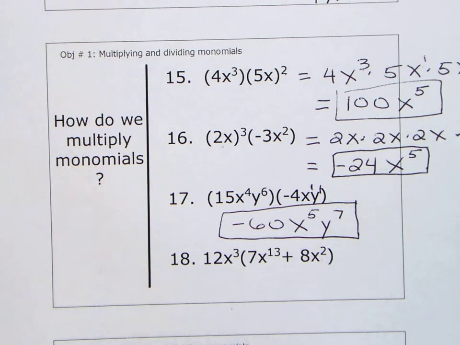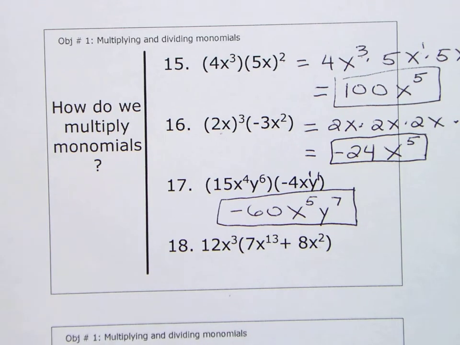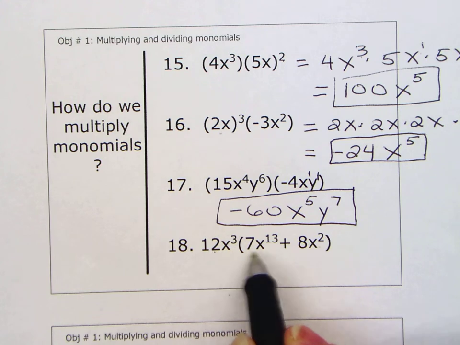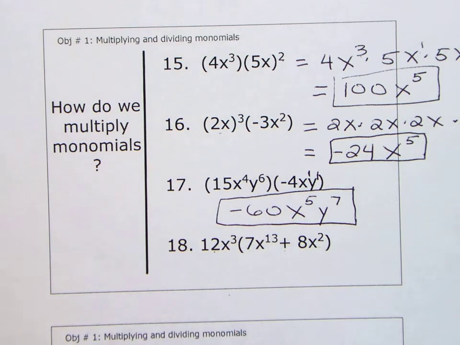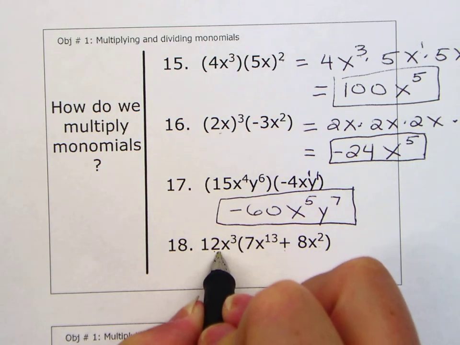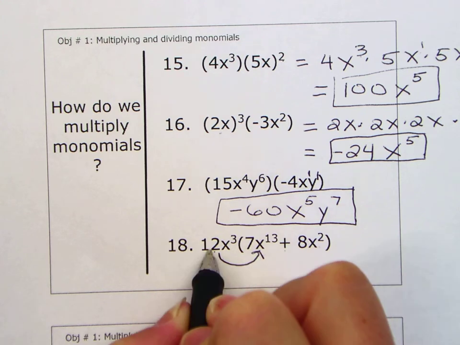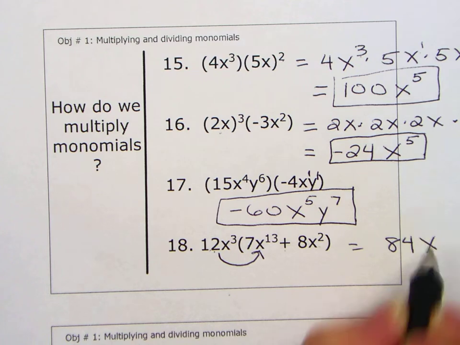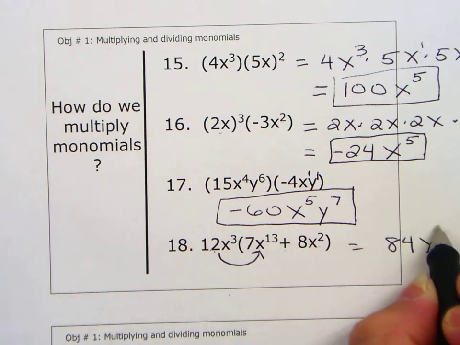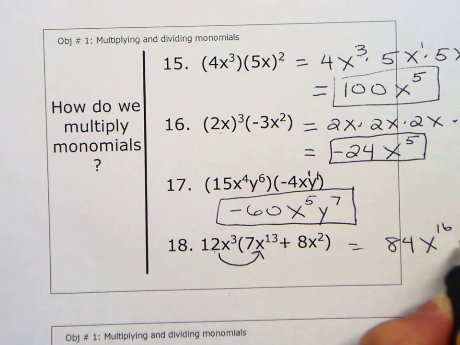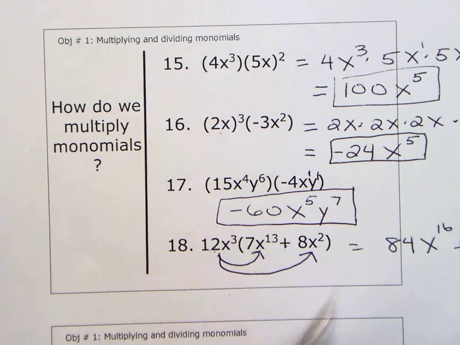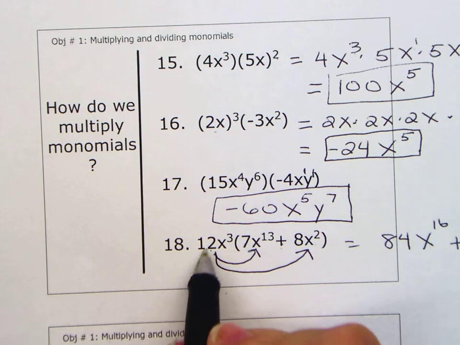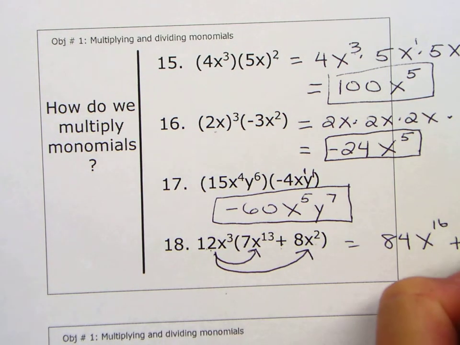All right, number 18. This is a challenge. We're going to do this in a couple days, actually. So this is multiplying a monomial by a polynomial. We have a plus in here. So we're going to multiply twice. So first, I have 12 times 7 is 84. 3 and 13 is 16. Then I have a plus. So this is the distributive property you learned in 9th grade. 12 times 8 is 96. X, 3 plus 2 is 5.